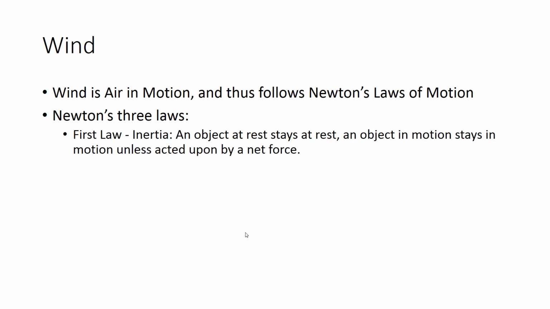The first one is what's called the law of inertia. The law of inertia simply states that an object that's at rest stays at rest, or an object in motion stays in motion, unless acted upon by a net force. What this means is that if there's no net force acting on something, it's just going to keep doing what it's doing. Now, we don't usually see this a lot here on Earth because there are so many different forces at play.